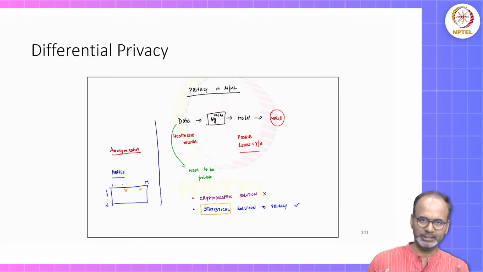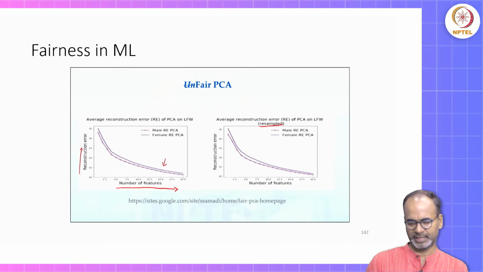Then for about 2 weeks, we went on to this topic of privacy. Differential privacy was covered in 1 week. And the next week, we saw fairness in machine learning, looking at different methods, how fairness can be embedded in the ML models.